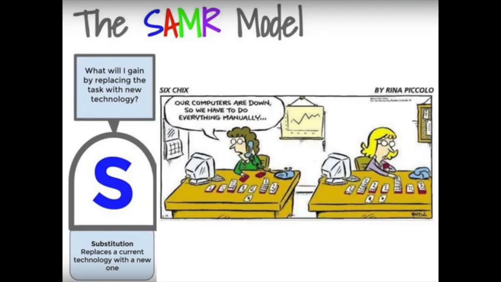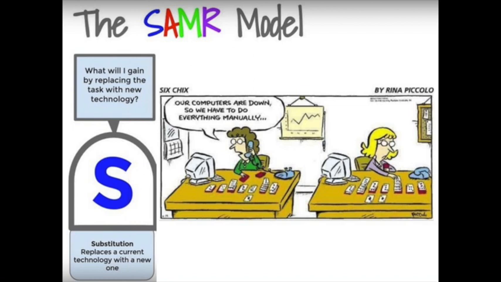The SAMR model is divided into two main groups where you are enhancing the lesson or you transform your lesson. We looked at the S, which is substitution, where substitution replaces a current technology with a new one. The question it asks is: what will I gain by replacing the task with new technology? If you look at that comic, the lady is saying our computers are down, so we have to do everything manually, and you see she's playing solitaire manually.